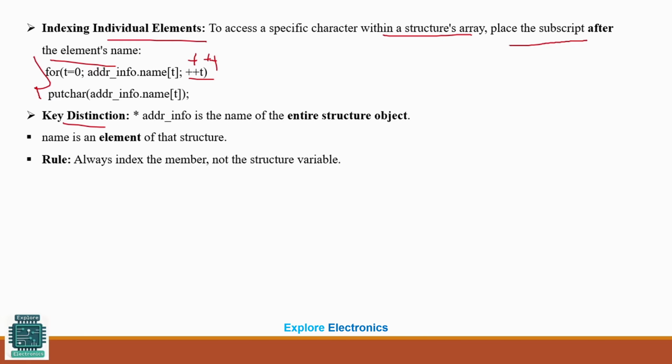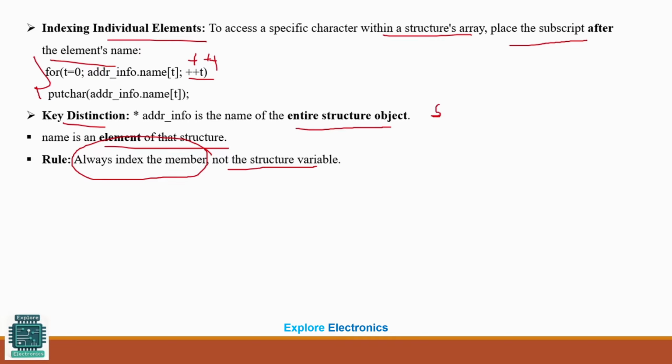Here the key distinction is that address_info is the name of the entire structure object. Name is an element of that structure. The rule is always index the member, not the structure variable. It is very important. We have to index only the members, not the structure variables.